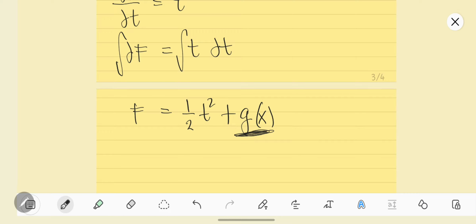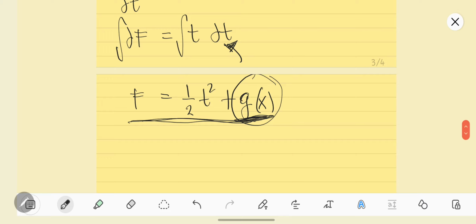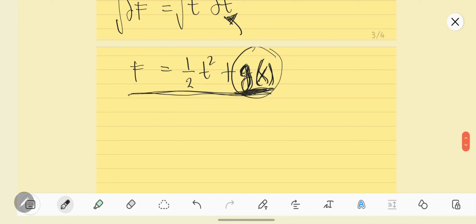If we differentiate this with respect to time, this becomes 0, so we will arrive at the same equation where the derivative of f with respect to t is equal to t. So this is a crucial term, g of x.